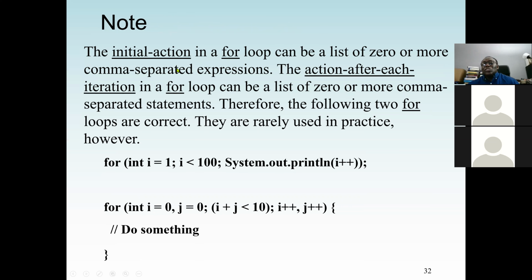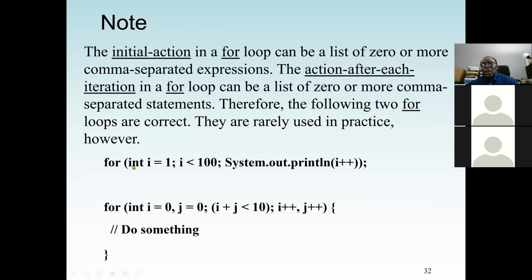So here we say that the initial action in a for loop can be a list of 0 or more comma separated expressions. Now, the action after each iteration in a for loop can be a list of 0 or more comma separated statements. Therefore, the following two for loops are correct, but we normally don't use this. It's okay.